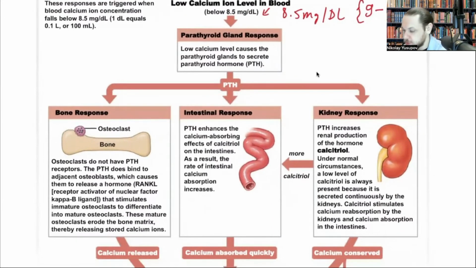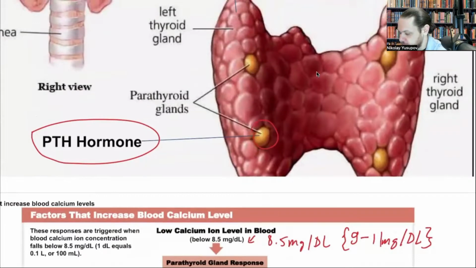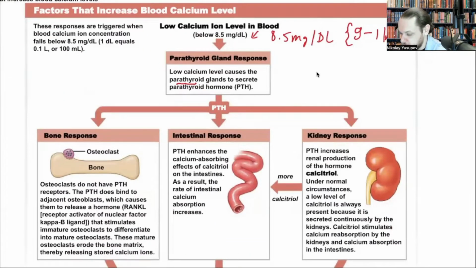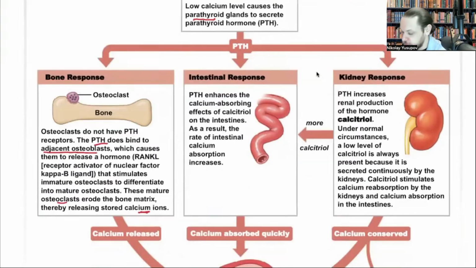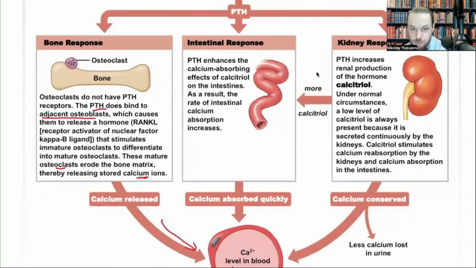So what it's going to do, it's going to act on the parathyroid gland, which is the small dots here, and what they secrete is this hormone. So the parathyroid hormone is being released. And what does it do? First of all, it's going to come onto the bone, and it's going to work on the adjacent cells, the osteoblasts, and it's going to bind there. It's going to stimulate them, and these cells then signal the mature osteoclasts to break up and release the stored calcium ions. So there's bone resorption, and calcium is going to be released into the bloodstream. So that's one of the effects.